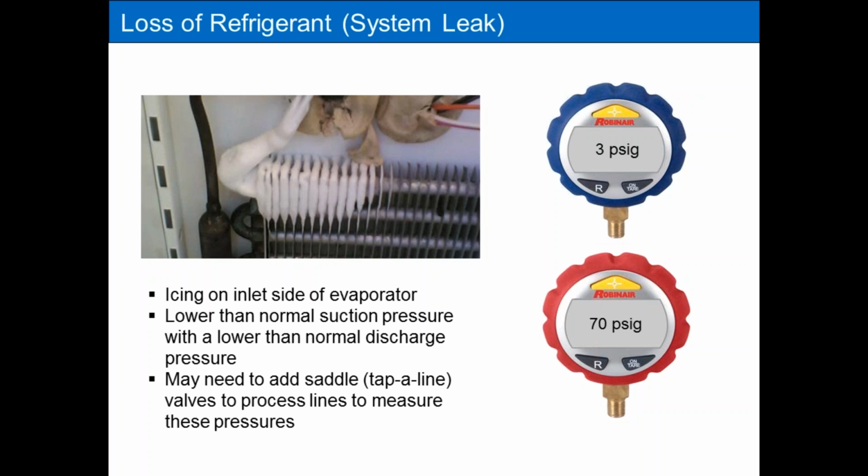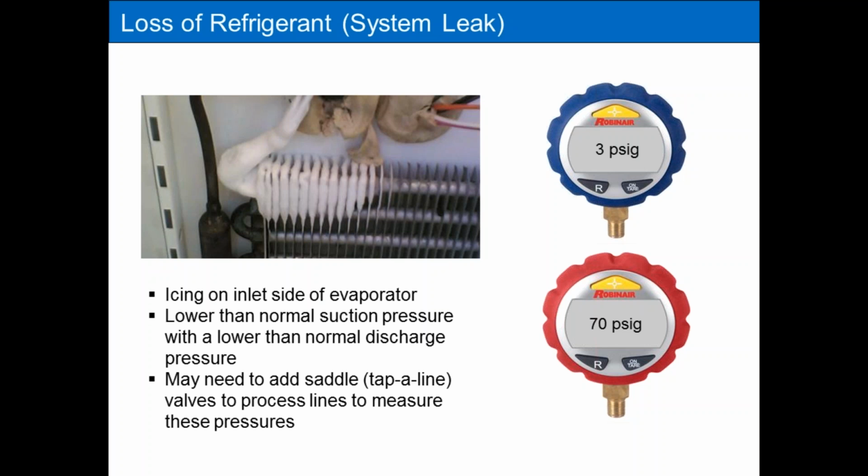Now, depending on how long they've let the unit run this way, it can cover a pretty nice portion of the evaporator. But generally what you'll see is either a big ball of ice on the inlet side of the evaporator, or it's very heavy on the inlet side of that evaporator. And that's a pretty strong sign that it's a loss of charge. You'll confirm that with your gauges.